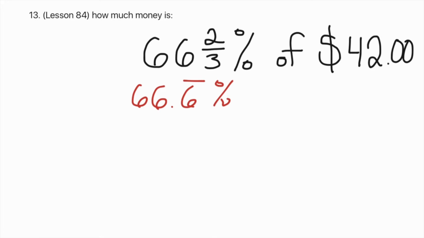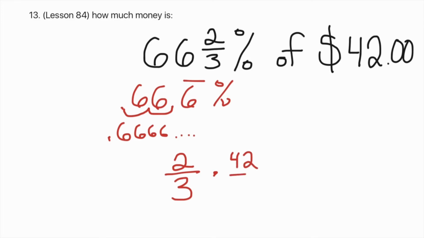So remember, to turn this into a decimal, we move the decimal 2 places to the left. So now our decimal is 0.66666 forever, continuing and repeating. And obviously we do not want to multiply by this, because that would be too hard to multiply 42 by a continuing decimal. However, we do know that 0.6 continuing as a fraction is 2/3. So how about we write this as 2/3, and then we'll multiply that by 42 over 1 to make them both into fractions.